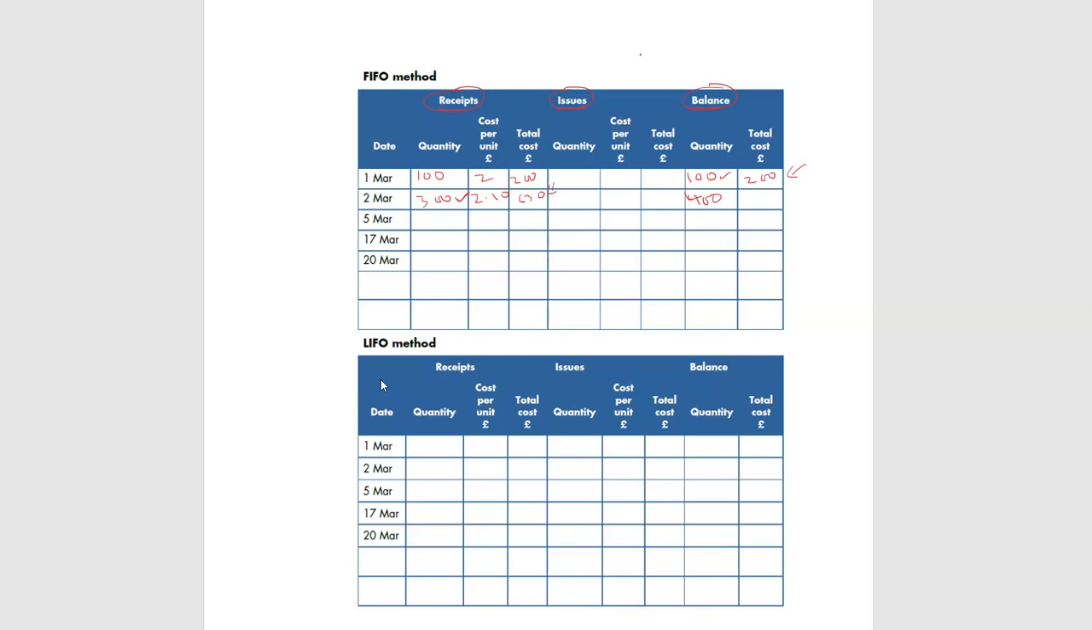Whatever workings you have done before, we just record on the table now. On 5th of March we have an issue, so we're going to record on the issue column. So how many units? 50 units we have issued, and we issue 50 units at the price of 2.